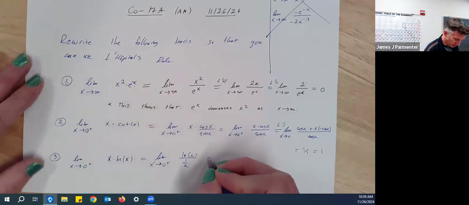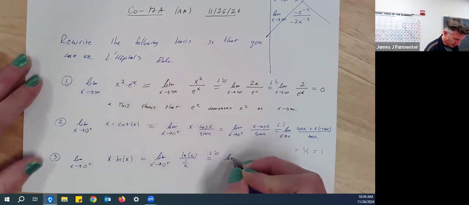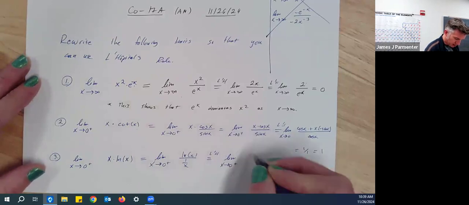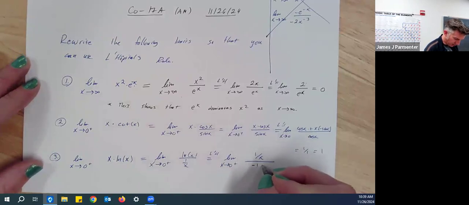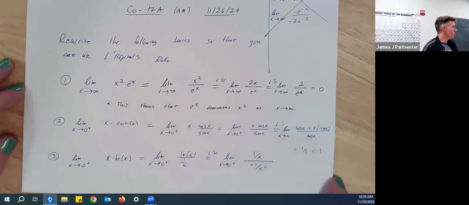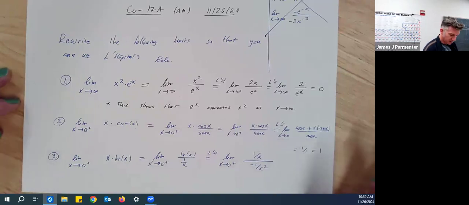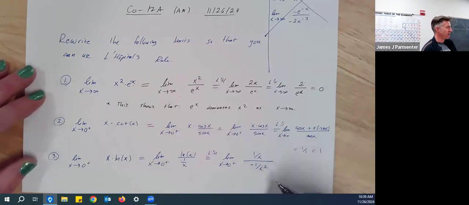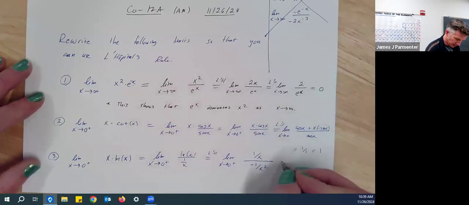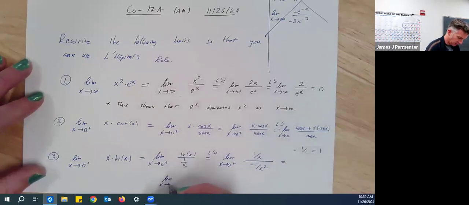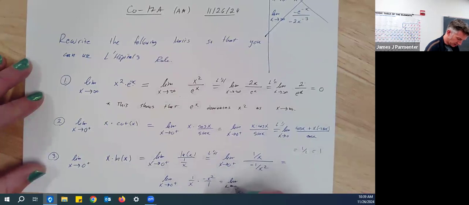So using L'Hopital's rule here, it's the limit as x approaches 0 from the right. The derivative of the natural log of x is 1 over x. The derivative of 1 over x is negative 1 over x squared, or negative x to the negative second. But I like writing it like this because then it's easier for me to think about flipping and multiplying. I'm going to rewrite this as the limit as x approaches 0 from the right of 1 over x times negative x squared over 1, which simplifies to the limit as x approaches 0 from the right of negative x, and then we can just plug in 0 and get negative 0, which is 0.